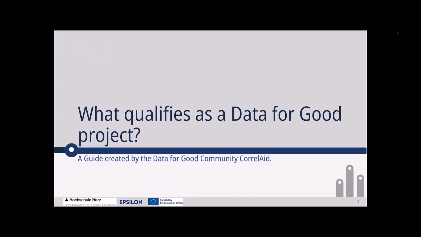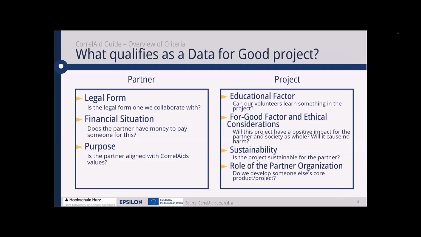So let us start with the question, what qualifies a Data for Good project? So these qualification remarks are the result of our Data for Good community interviews, especially the interviews with our CorrelAid partners. So first of all, you have to divide the question into two sub-questions. The first thing that you have to have in mind when it comes to a Data for Good project is what kind of partner are you working with?